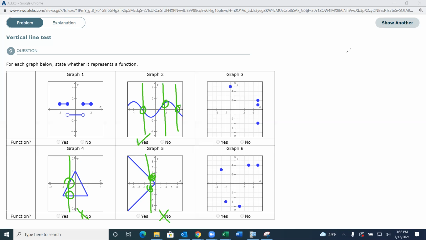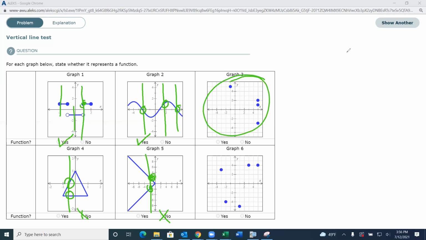How about graph number 1? Turns out this is a function. I mean, yeah, that vertical line hits it just once, and so does that. But what about that vertical line? Well, it hits the graph right there, yeah, but this is an open circle, and so it's not actually hitting the graph. So that is a function.